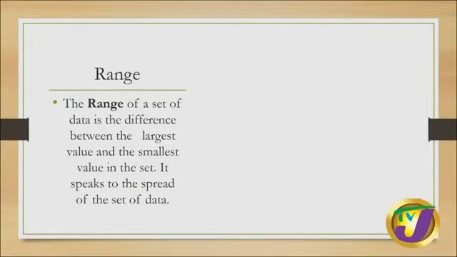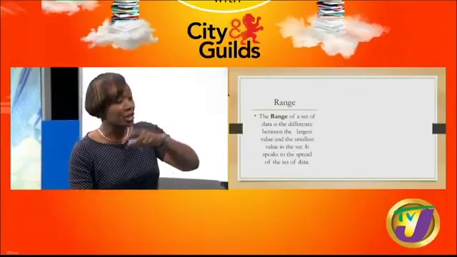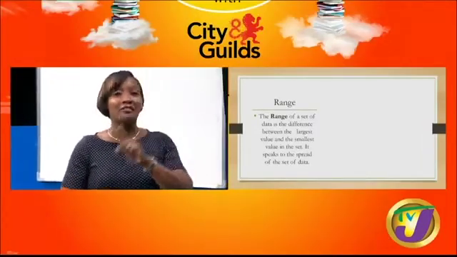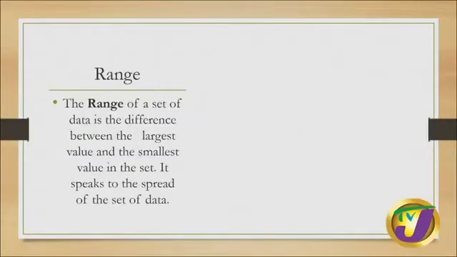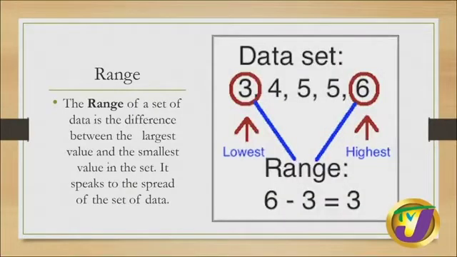Range. What is the range? The range of a set of data is the difference between the largest value and the smallest value in the set. It speaks to the spread of the set of data. Let us look at it. So we have the set of data, 3, 4, 5, 5, 6. We look at the lowest and the highest, and we subtract the lowest from the highest, giving you the range of 3. So that is the difference between the lowest and the highest.